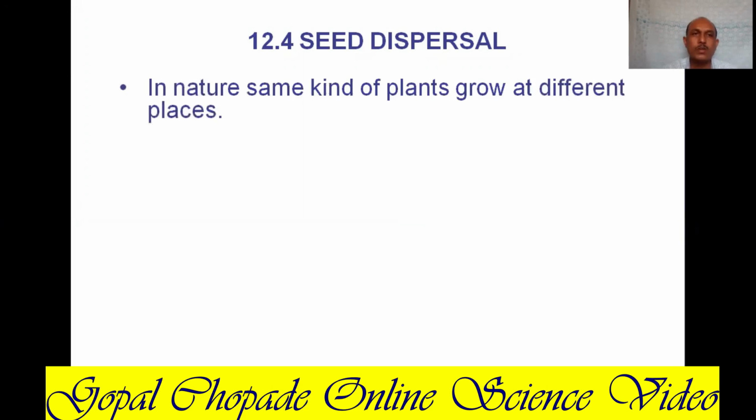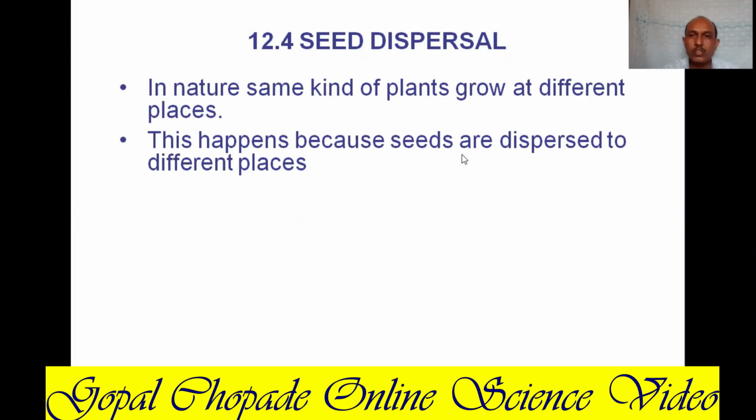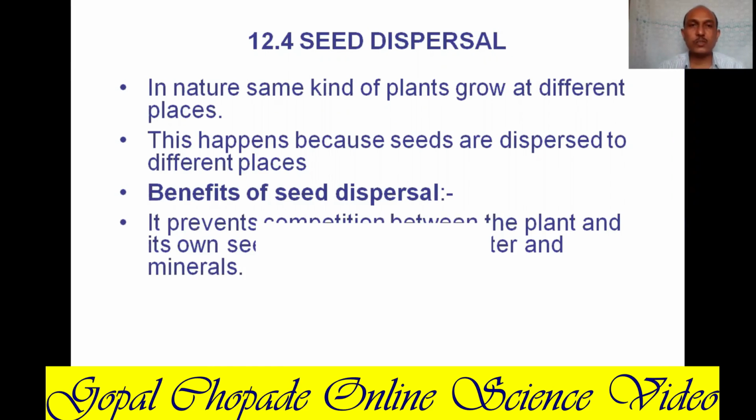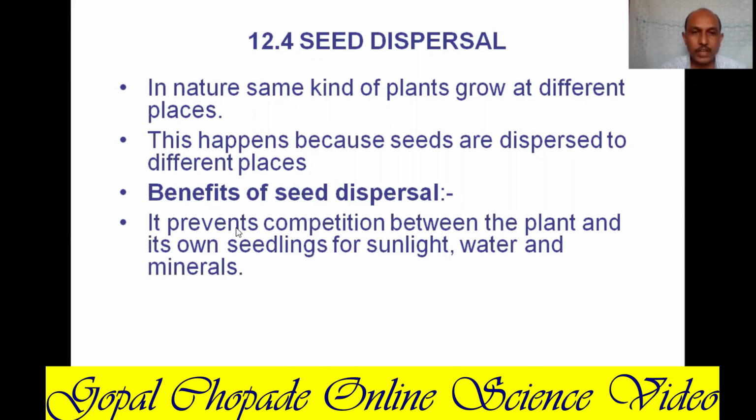Now, once the seed is produced, before germination it should get dispersed. In nature, the same kind of plants grow at different places. So seeds are produced here, but those seeds will go to different areas and there the plants are produced. This happens because seeds are dispersed to different places. So what are the advantages, the benefits of seed dispersal? The main advantage is that it prevents competition. If all the seeds fall in the same area, they will compete for food, sunlight, water and minerals.